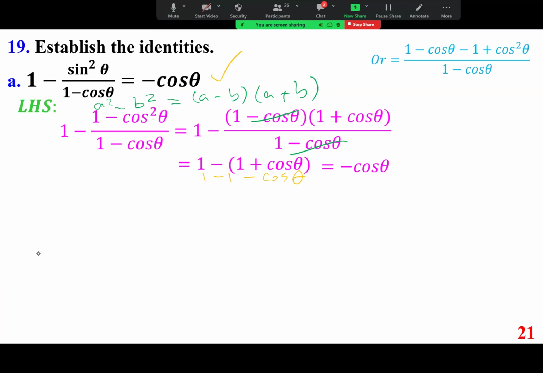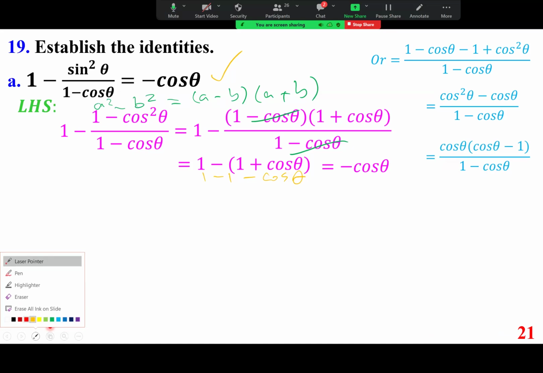You could take a common denominator and do that, okay? So over here, 1 becomes 1 minus cosine theta over 1 minus cosine theta. This 1 is this one, right? And so what you have, these two cancel each other, cosine squared minus cosine theta. You factor the cosine out. When you cancel these two, it's important to understand these two are not identical. These two are opposites. They create a sign, negative and negative cosine theta.